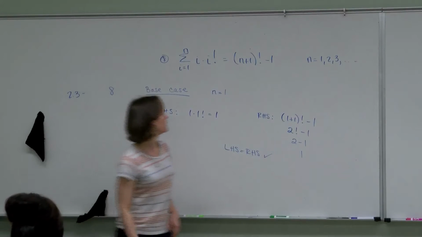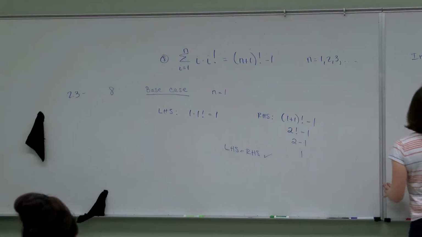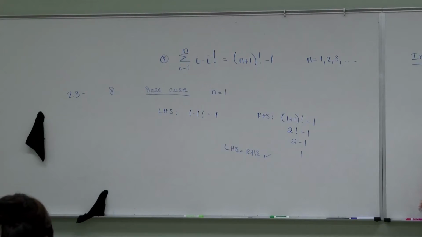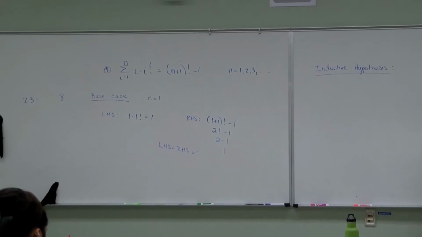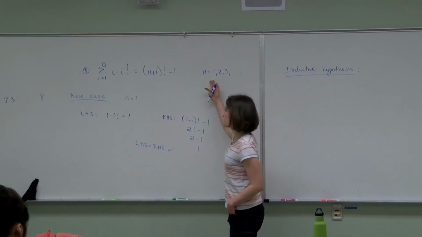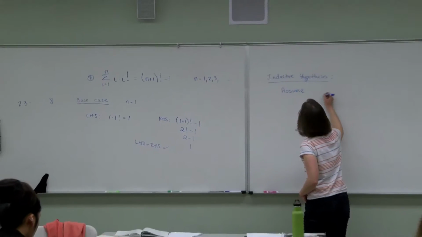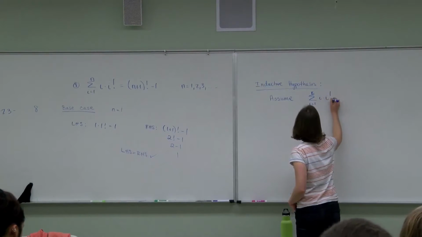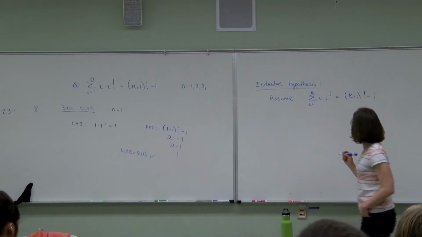Okay, so then our inductive hypothesis in step 2 is we assume something, and in this case we assume, what does that look like? n equals k. So we assume that this should hold for n equals 1 up through k. So assume that we have the sum from i equals 1 to k of i times i factorial equals (k plus 1) factorial minus 1.